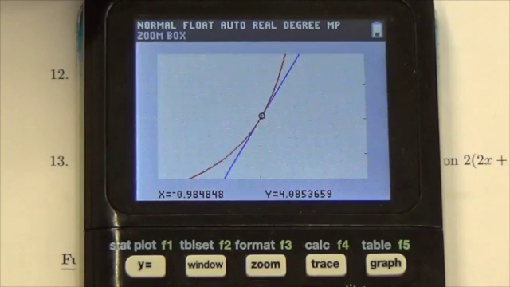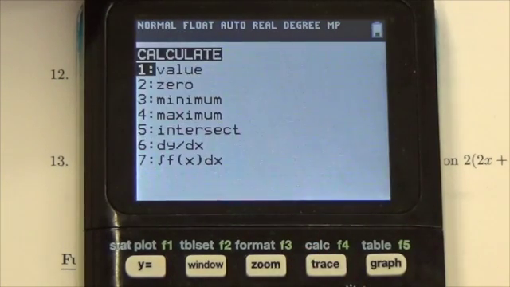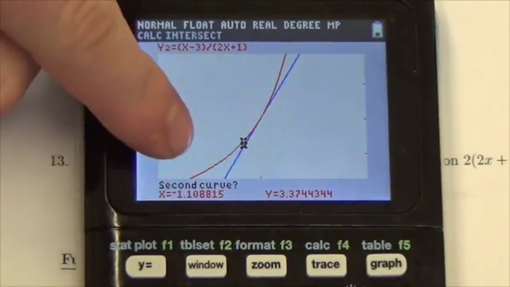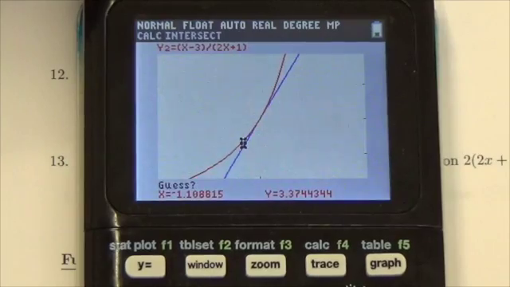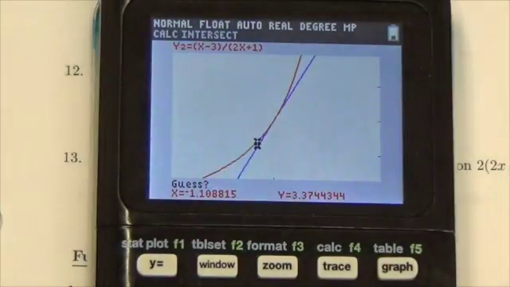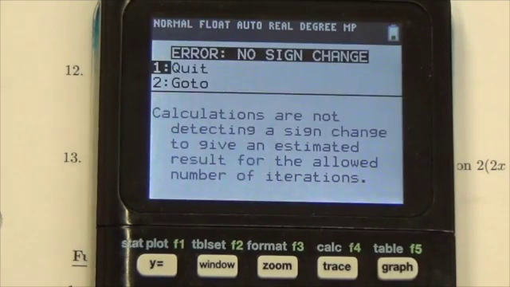Now to find that, I would press second, trace, and look for where they intersect. I have to make sure I'm on the first curve. Yeah, I'm on the blue curve right now. That's what it's asking. Did it jump to the second curve, the red curve? Yep, press enter. Now it's asking if I want to put in a guess, and it doesn't really matter what you guess. Oh, and we get this error, no sign change.